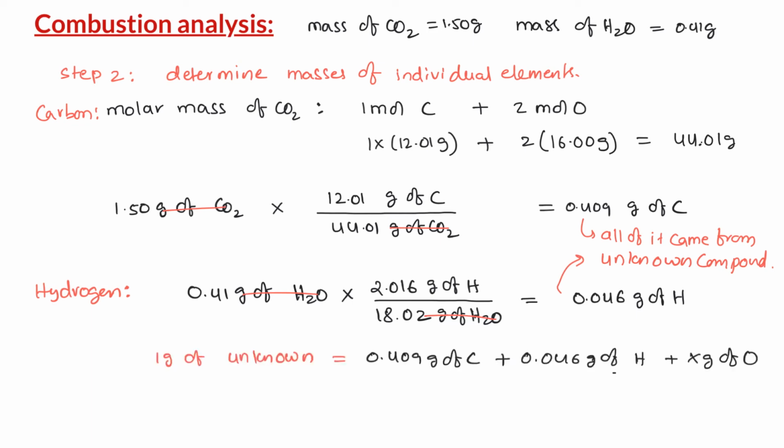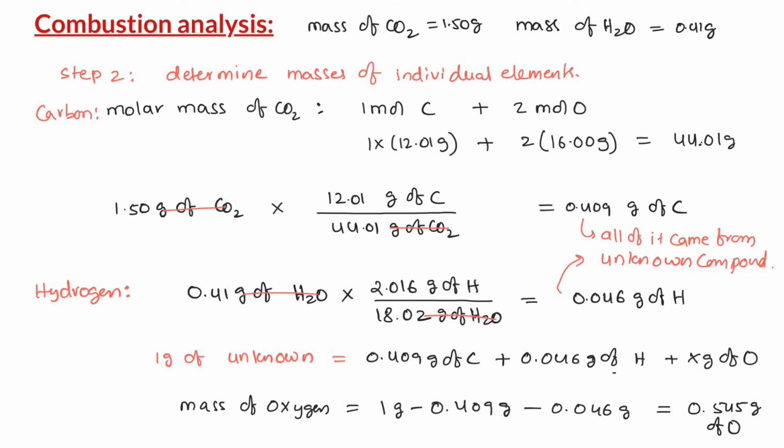So we can say that in 1 gram of the unknown compound, 0.409 grams of carbon was there and 0.046 grams of hydrogen was there. Since the unknown compound was made of only 3 elements, that is carbon, hydrogen and oxygen, the mass of the oxygen can be calculated by subtracting the mass of carbon and the mass of hydrogen from the mass of the unknown compound. That is 1.00 grams minus 0.409 grams minus 0.046 grams. We get 0.545 grams of oxygen. Now we have masses of all the elements present in the compound.